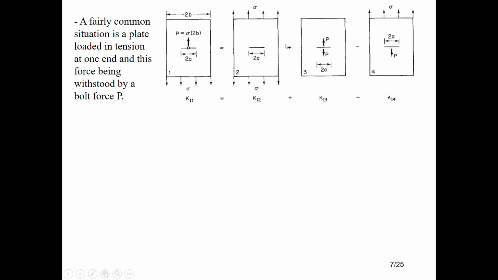Okay, so it means that these two will be coupled to each other by adding this situation but minus this situation, because you need to remove the one end. Okay, and also withstood by a bulk force P, so you need to cancel this part, only you have this part.